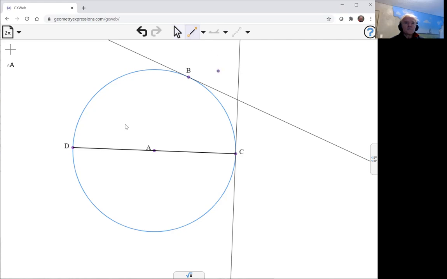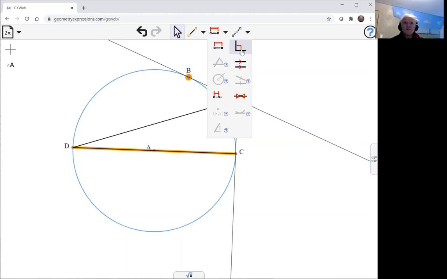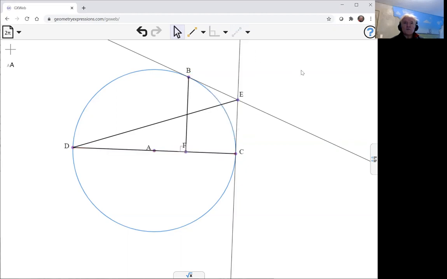Now, the theorem is going to say, or the lemma, that the line DE bisects the perpendicular from B to AC. To create the perpendicular from B to AC, again, a handy way is just select the two entities, and then the perpendicular constraint actually creates both the line and the constraint. So we need to put a point in here.